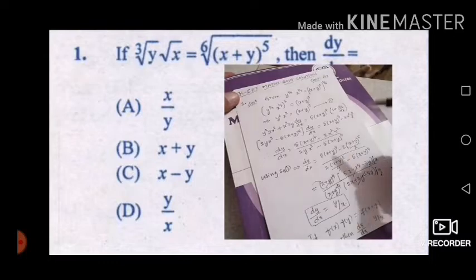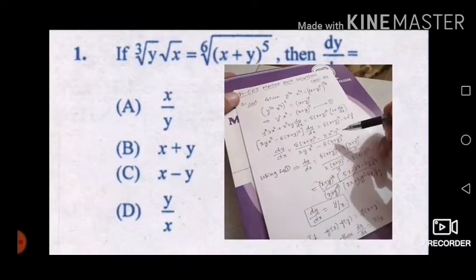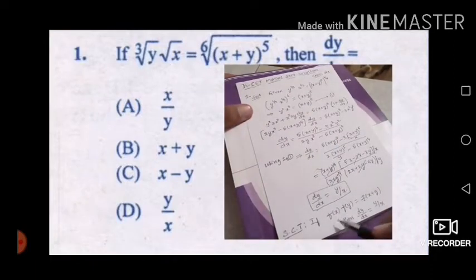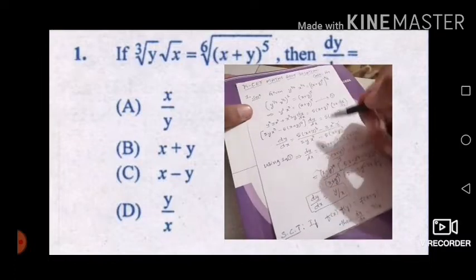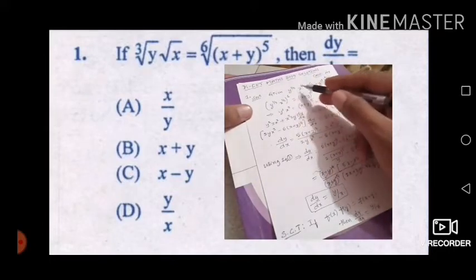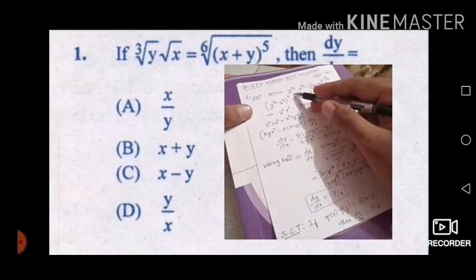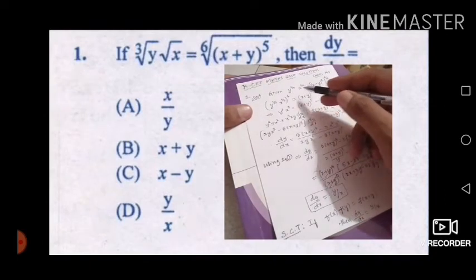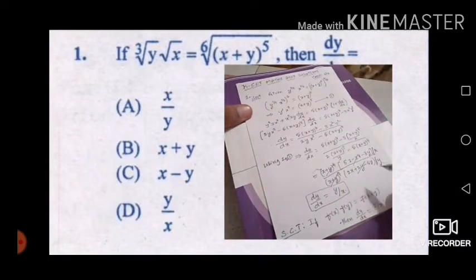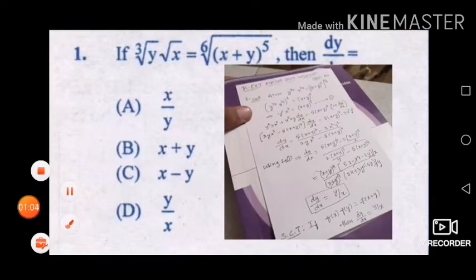But these types of questions we can solve by using a shortcut technique. What is that shortcut technique? I am explaining it now. If any given expression is in the form f of x times f of y is equal to f of x plus y, where here f of x is x power 1 by 2 and f of y is y power 1 by 3, that is, a function in x and a function in y equal to a function in x plus y, then the derivative is always y by x. Hence option D is correct.